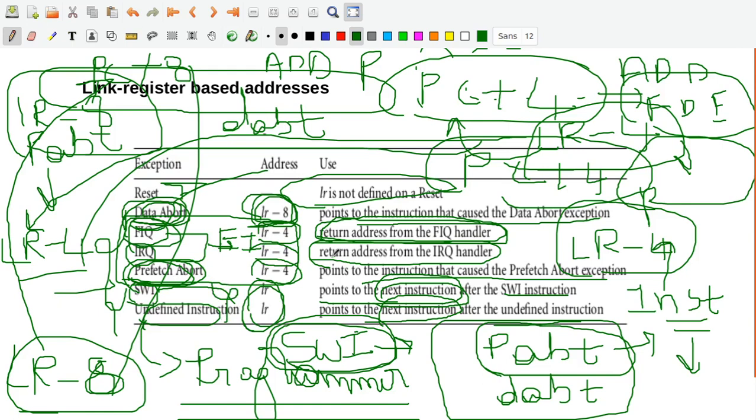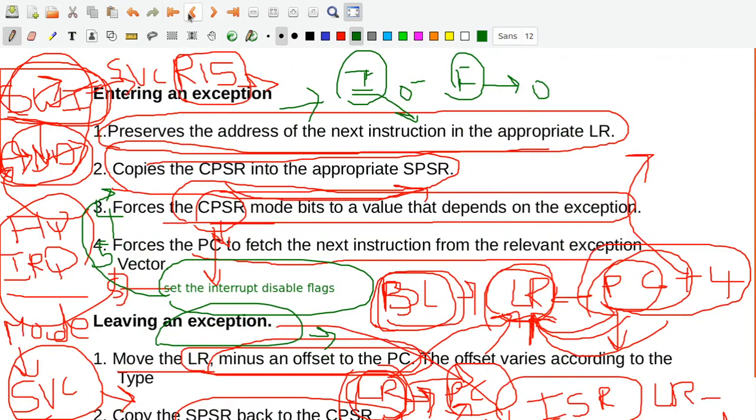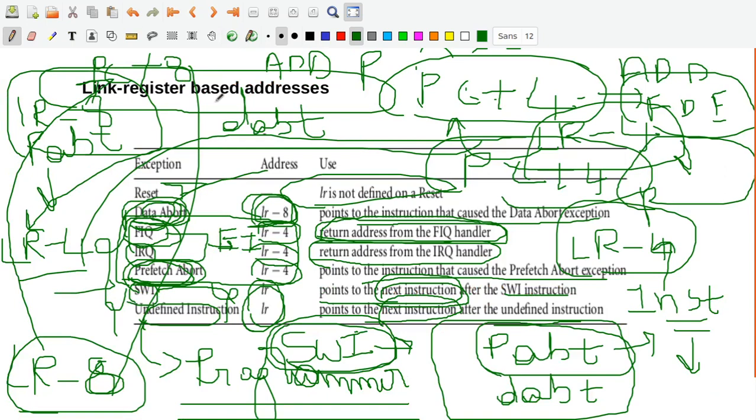So this is with respect to the exception handling, as well as the exception handlers, the vector table, and the link register based addresses, as well as what we just discussed about entering an exception and leaving an exception, what all different steps are there in entering an exception and leaving an exception.